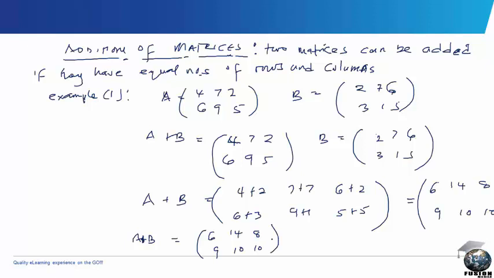Alright, after addition of matrices, we want to talk about the transpose of a matrix. If the rows and columns of the matrix are interchangeable, the matrix is said to be transposable, or the matrix can be transposed. Hence the first row becomes the first column, and the second row becomes the second column.